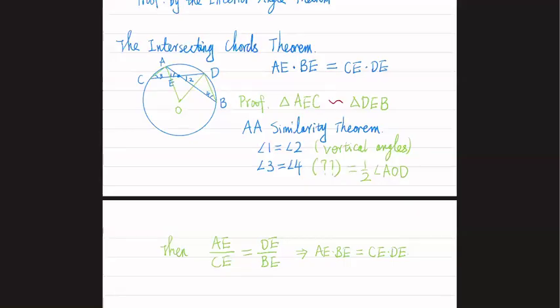No matter what chord we are drawing, your drawing may be different from mine, as long as they intersect at the point in the circle, then the product of these two segments, they are the same.